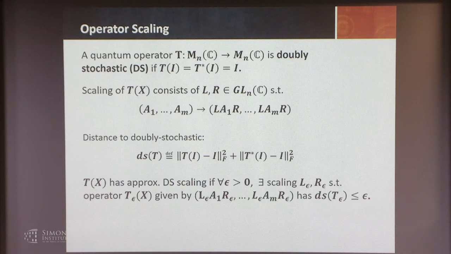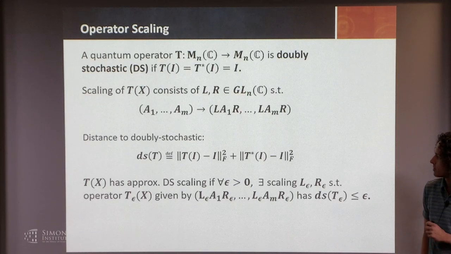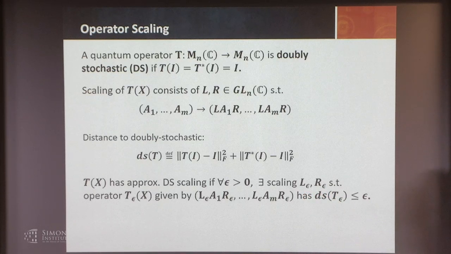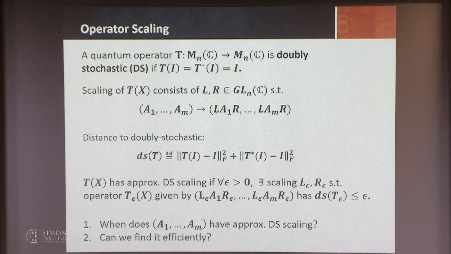Okay. Now, again, we say that the operator T has an approximate doubly stochastic scaling if for every epsilon, there exist matrices L_epsilon, R_epsilon, such that the scaled operator has distance to doubly stochastic less than or equal to epsilon. Same setting. And again, we can ask the same questions. When does my operator T, which I'll denote by this tuple of matrices now, have an approximately doubly stochastic scaling, and can we find it efficiently?